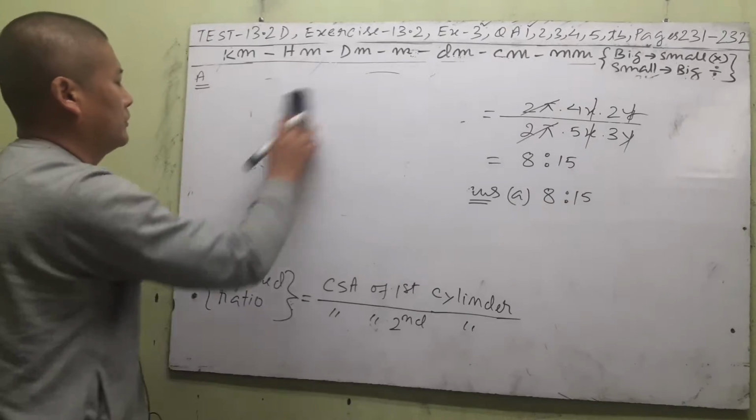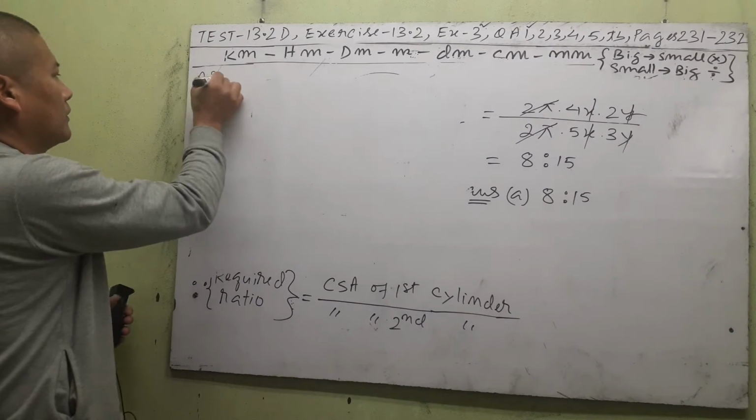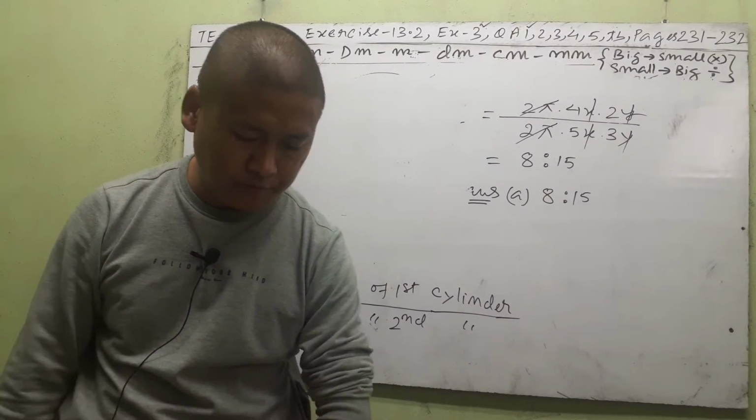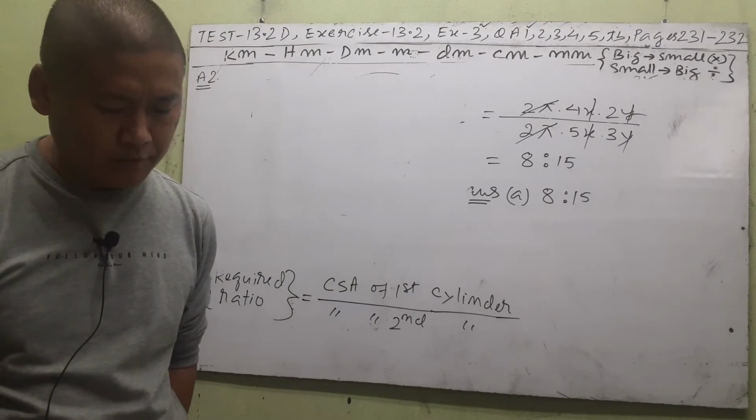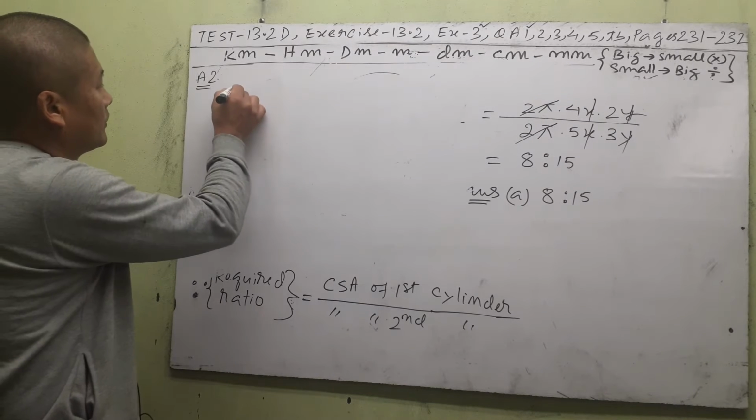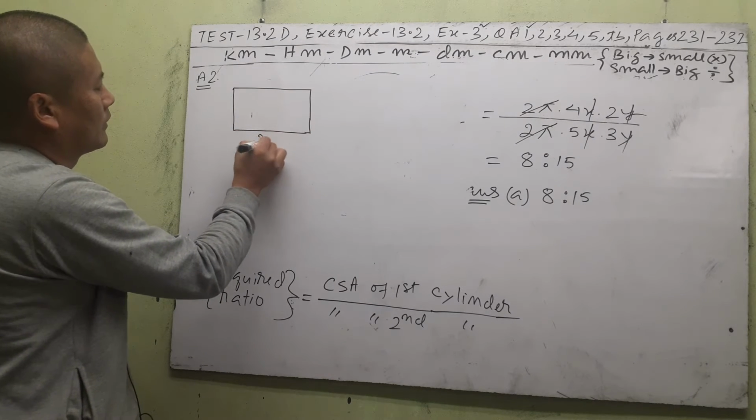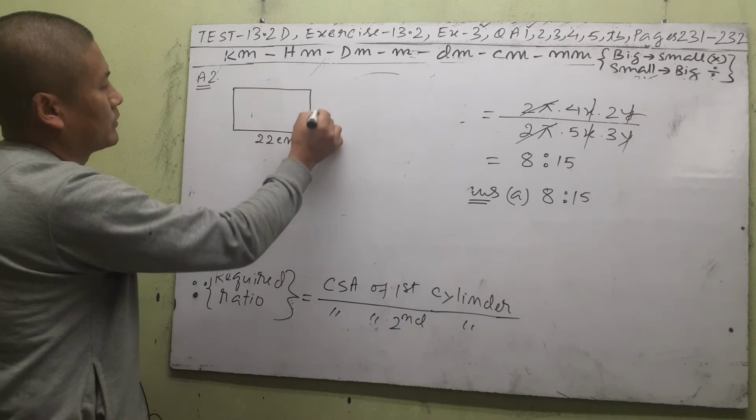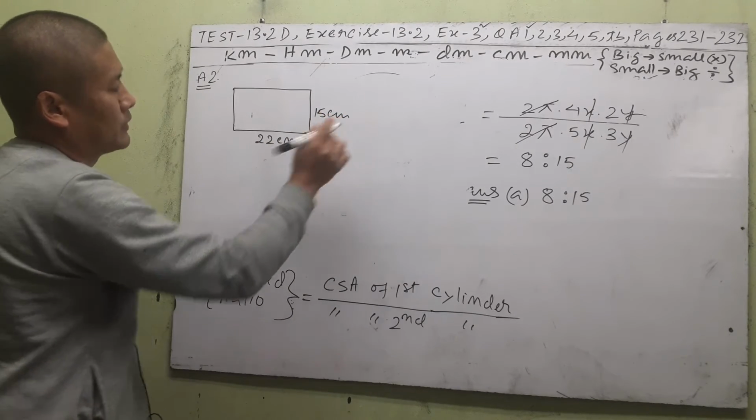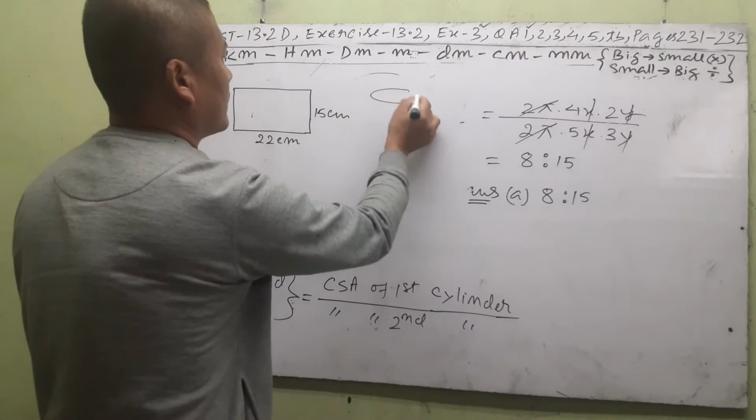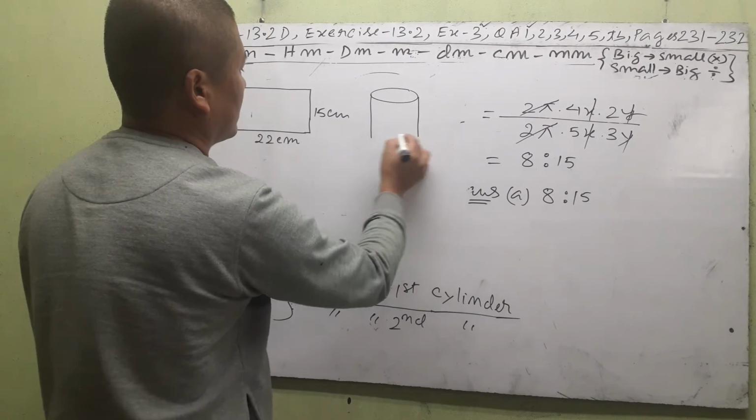Let's go to A2. So A2 is a rectangular sheet of paper, 22 centimeter by 15, rolled along the length. So 22 by 15 means the longer one is usually the length. Not so strict, but usually 22 by 15 centimeter. So this paper is rolled like this to form a cylinder.